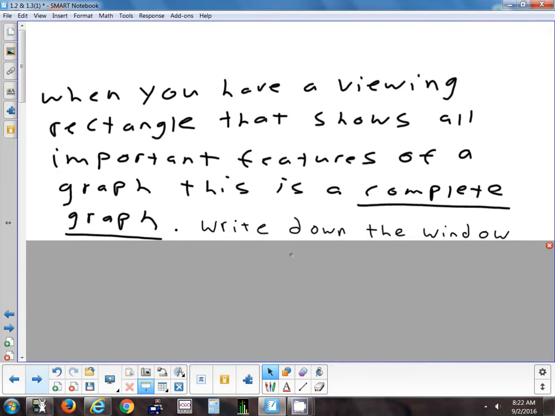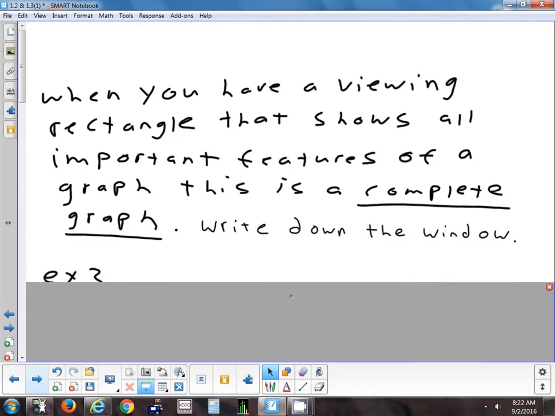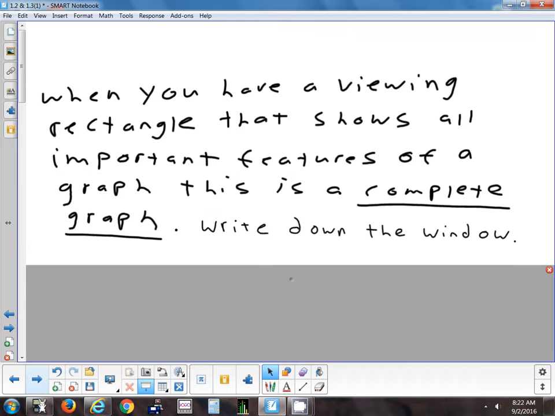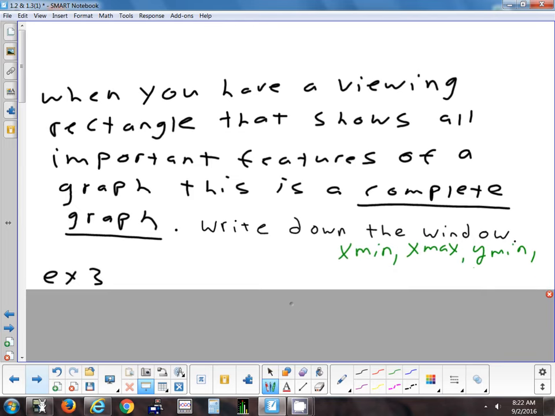So if in the homework they ask you to find a complete graph, all you have to do is write down your window. Your window is your x-min, your x-max, your y-min, and your y-max. That's it.